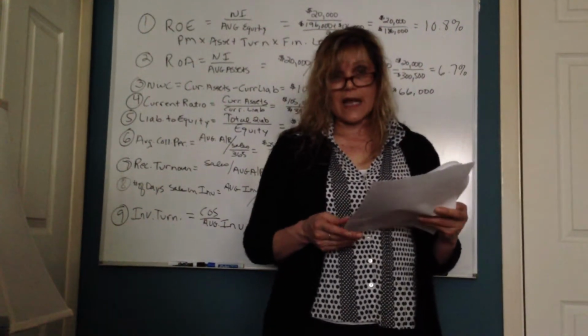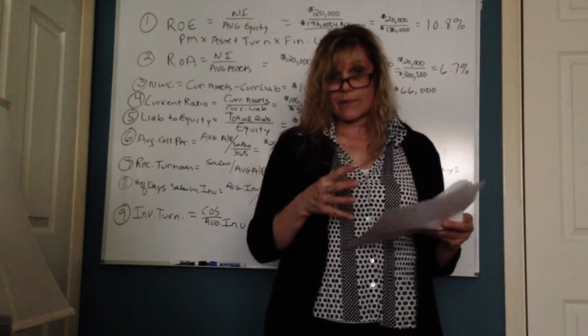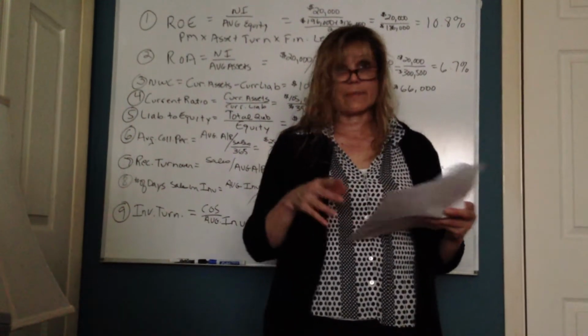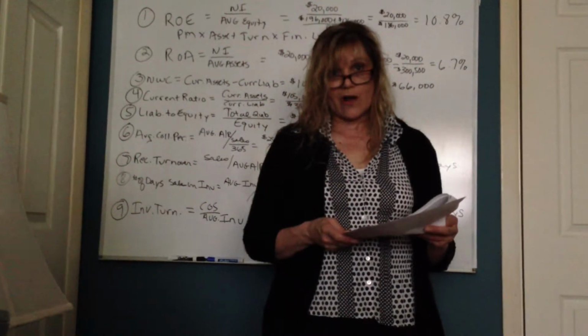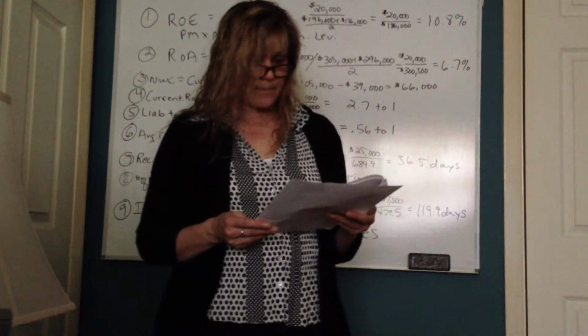I then have current maturities of long-term debt. What that is, maybe I have a mortgage, for example, that's 30 years. But during this accounting period, during the next 12 months, I'm going to pay $5,000 of my mortgage off. I'm going to consider that a current maturity of the long-term debt.